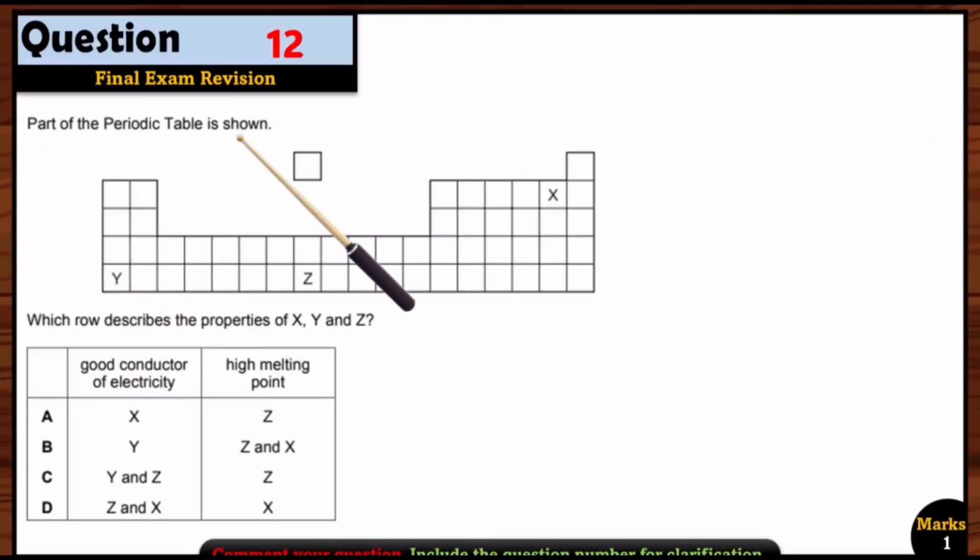Question 12. Part of the periodic table is shown. Which row describes the properties of X, Y, and Z? Good conductor of electricity.